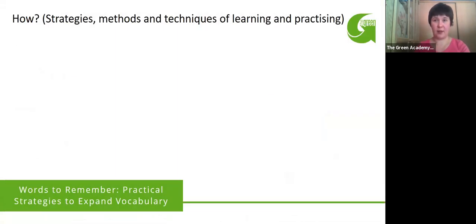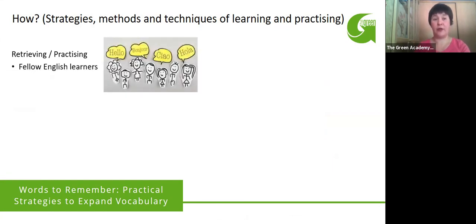Next. What else can we do to retrieve and practice new vocabulary? Well, your fellow English learners, your group might help because it shows you that you are not alone and you can learn new phrases and words from each other, not only from a book. You can teach them. If you have children, well, help them with their homework.